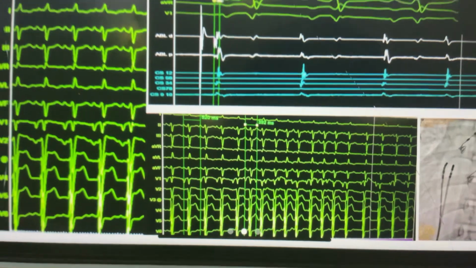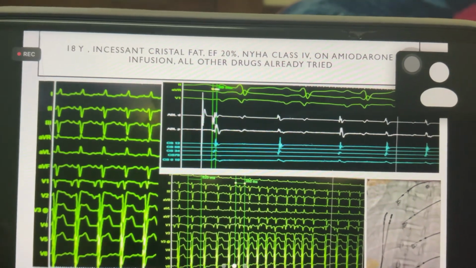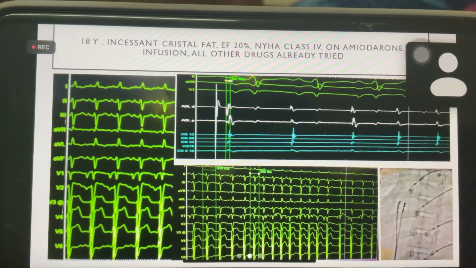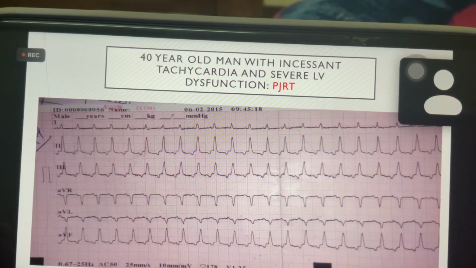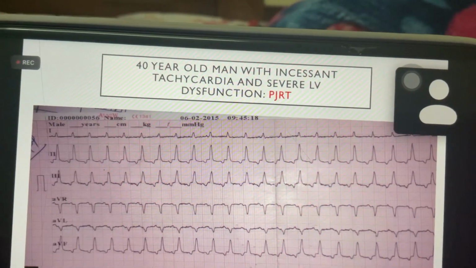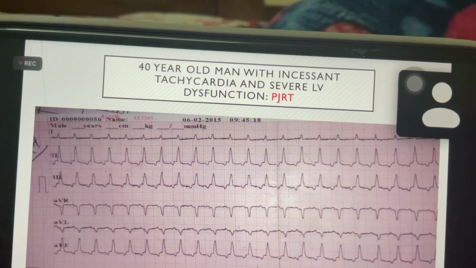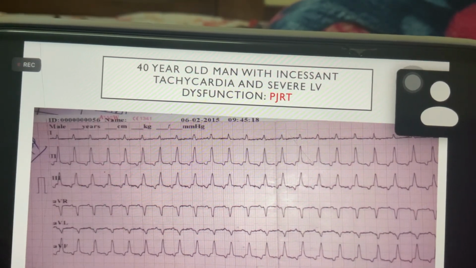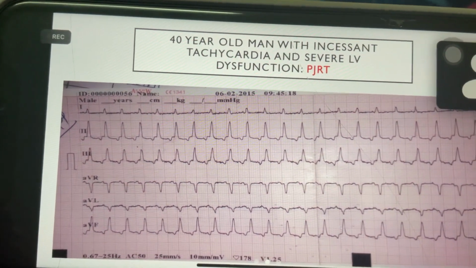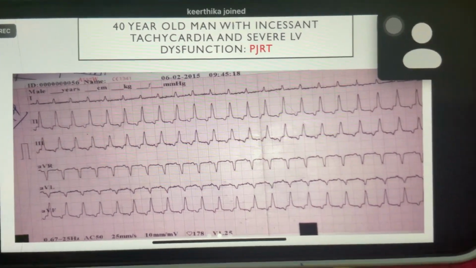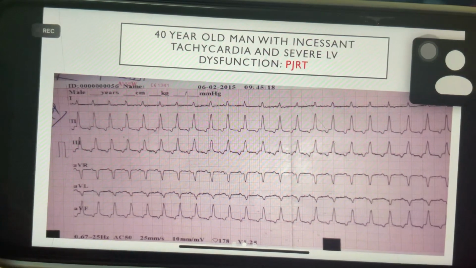So the same thing, let's say you have a long RP, so your differentials are the same. I said there is an RP which can help, but then your differentials are still the same. If you have a person who is young, talks about an incessant tachycardia, a very important part of history, and you have LV dysfunction, you can again think of PJRT. Of course, you have II, III and aVF which are negative. So your atypical AVRT and PJRT stay; this being long, severe LV dysfunction points towards PJRT.